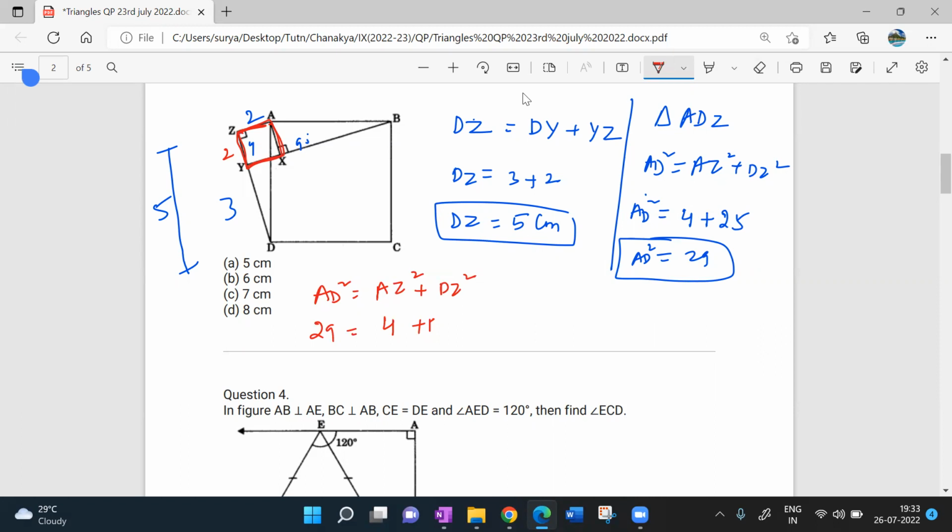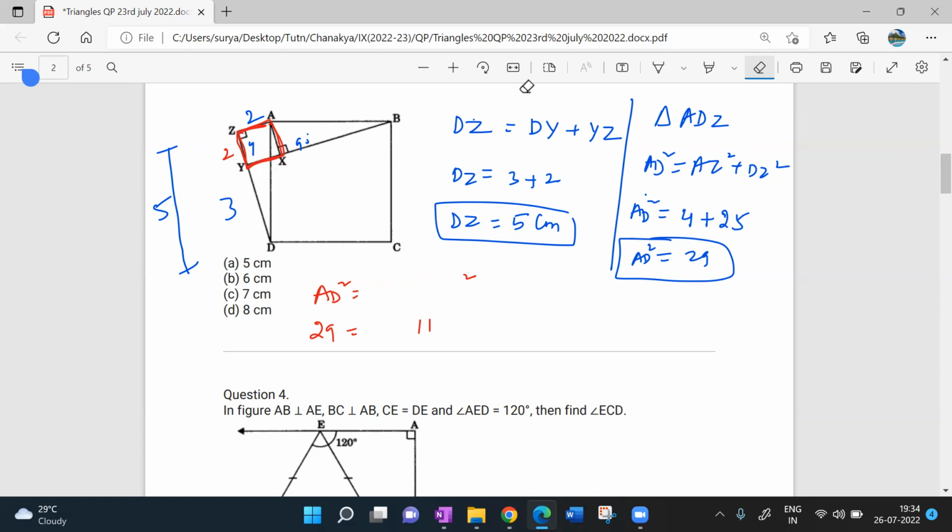It is congruent, right? It will be 5. BX square, 5 here, plus 2, it will be 7. Yes, the answer is 7. AD square is equal to AZ square plus BX square.